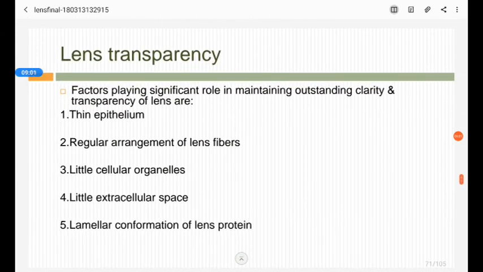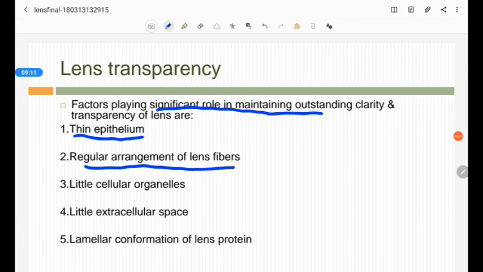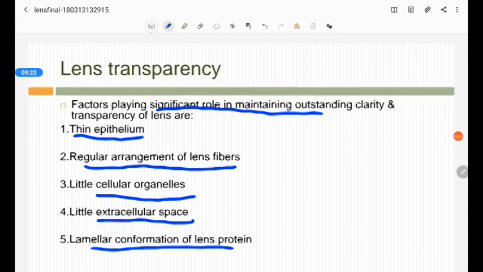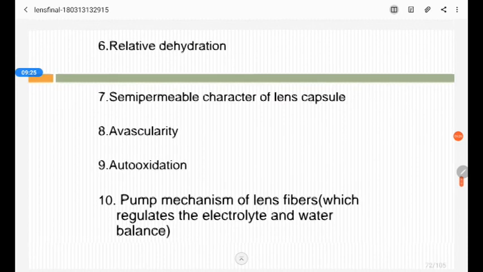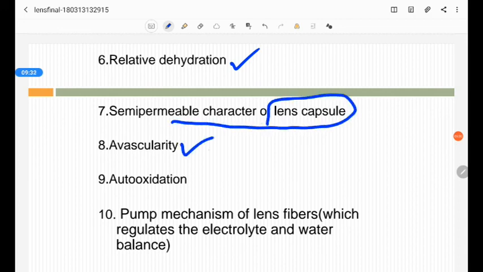So, coming to lens transparency, we should note that the factors which play a significant role in maintaining clarity and transparency are the thin epithelium, regular arrangement of the lens fibers, minimal cellular organelles, little extracellular space, and a lamellar conformation of lens proteins. Along with that, the relative dehydration of the lens, the semi-permeable character of the lens capsule, avascularity, auto-oxidation and pump mechanisms all have important and major roles.